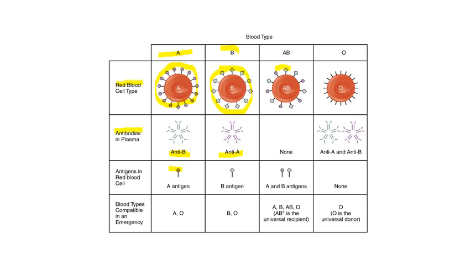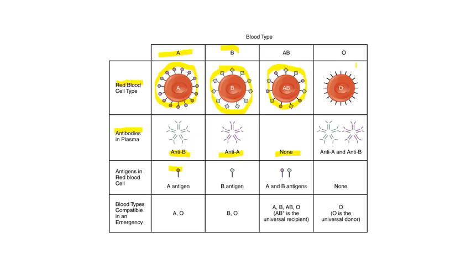A person who is type AB has both types of antigens, so they've got both A and B antigens and no antibodies, right? So there's no antibodies for either one of those because they wouldn't want to be attacking their own blood cells, and they have both antigens. Right? So no antibodies because they have both antigens.